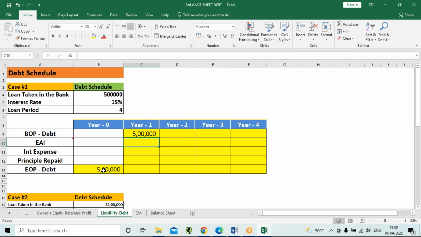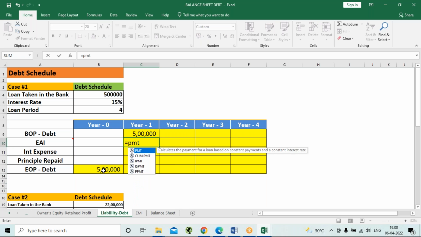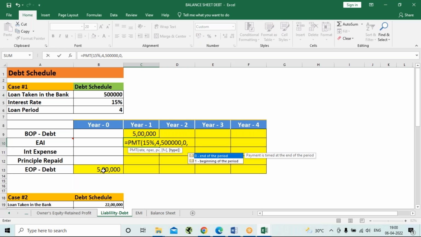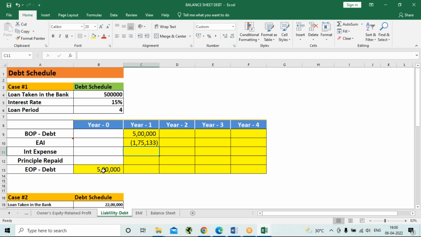Next, EAI, how do we calculate? In the same way, PMT, give the rate as 15%, let it be the same, comma, the period is for 4 years, comma, the value is 5 lakh, comma, future value is 0, comma, and it is for end of period 0, close the bracket. So it is going to show the value as 1,75,133, where this value is in negative balance. So let us convert this negative balance into positive balance. How to change this negative into positive?